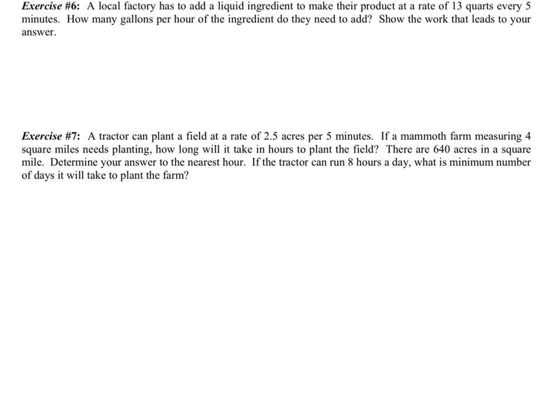A local factory has to add a liquid ingredient to make their product at a rate of 13 quarts every 5 minutes. How many gallons per hour of the ingredient do they need to add? Show the work that leads to your answer. So we're going to start with 13 quarts for every 5 minutes. And we're going to get rid of quarts first. So there are 4 quarts in 1 gallon. So we have done the first part by getting rid of quarts.